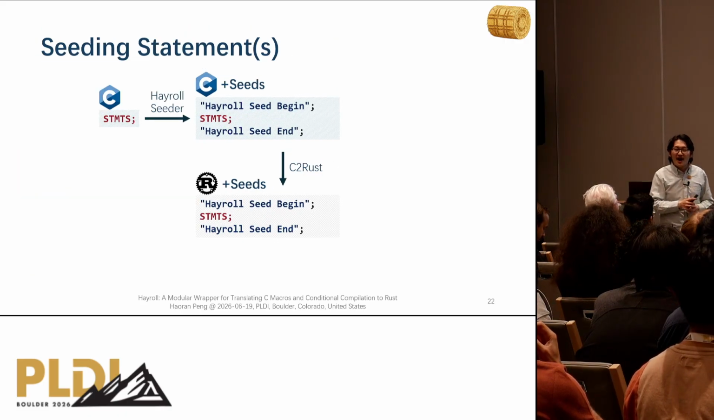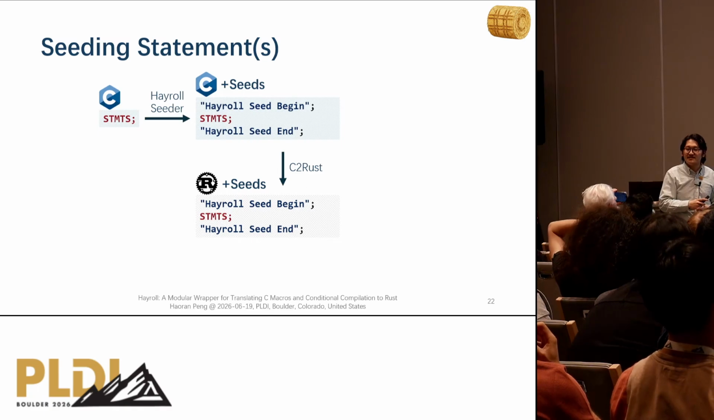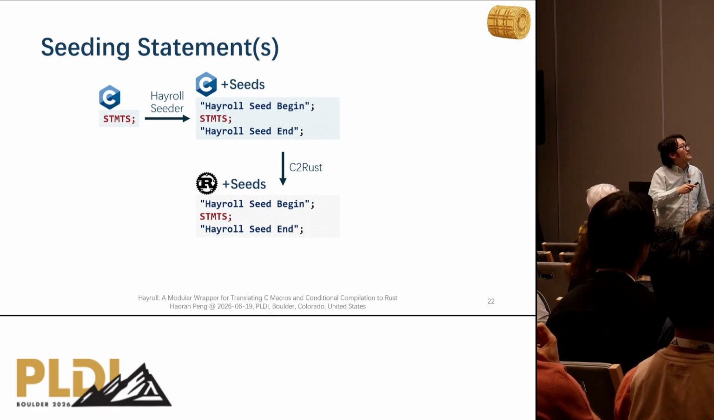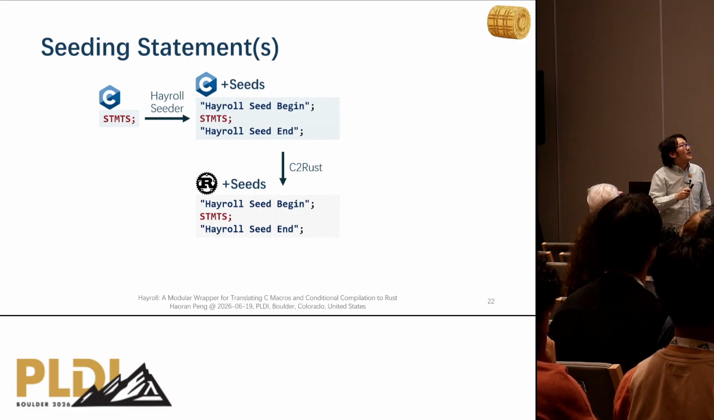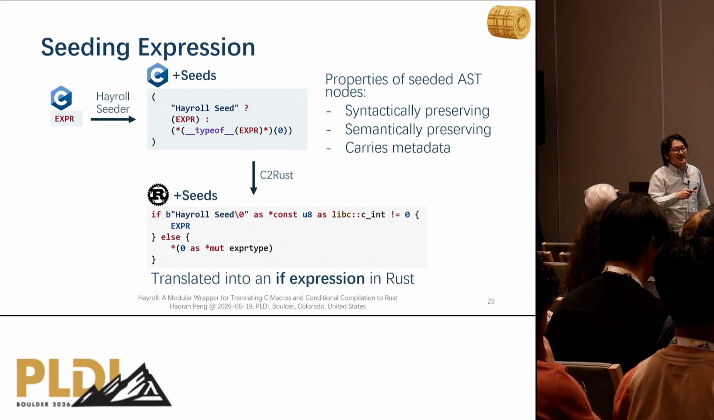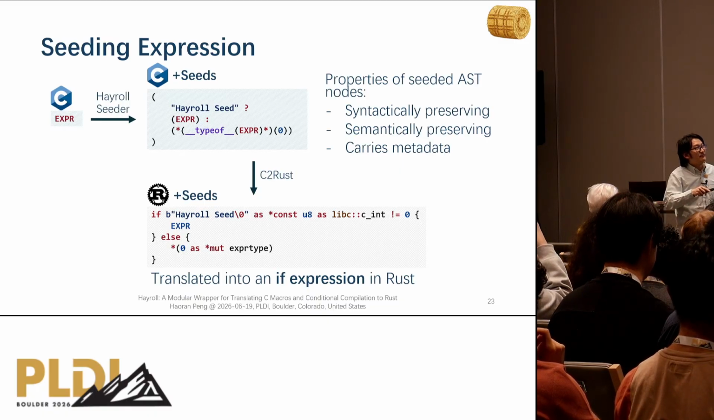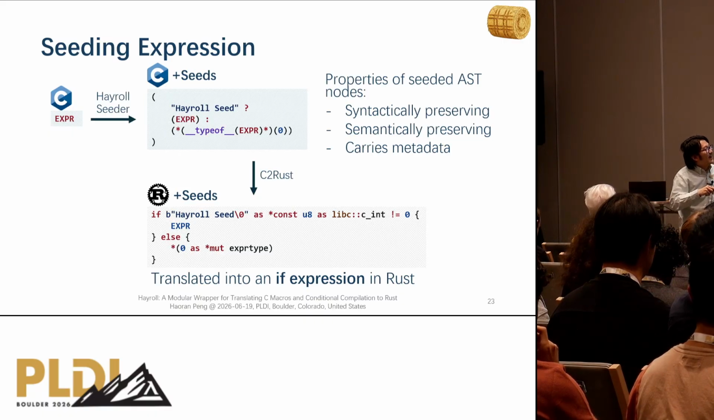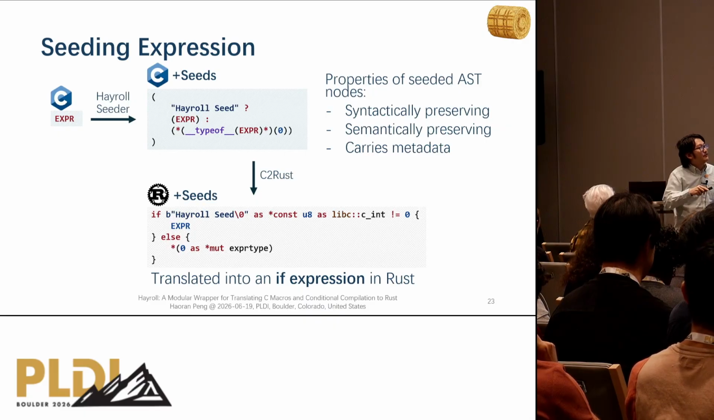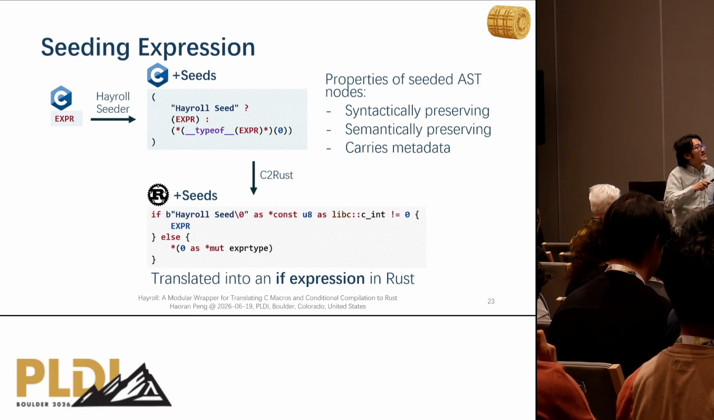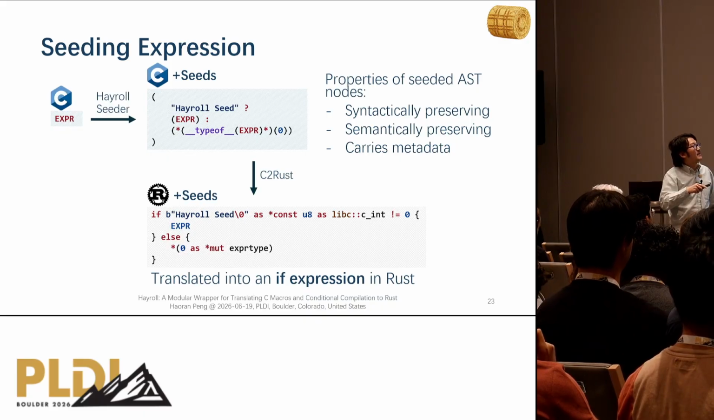So for different kinds of AST nodes, the seeding technique is a little bit different. We just introduced seeding statements, which is quite easy, just sandwich the structure. For seeding expressions, it's a little bit more tricky, but we managed to do it. Remember these properties. We want them to be syntactically preserving. We want the entire thing to still be an expression. And we want it to be semantically preserving. We want them to be evaluated to the same value. And we want them to be able to carry metadata.